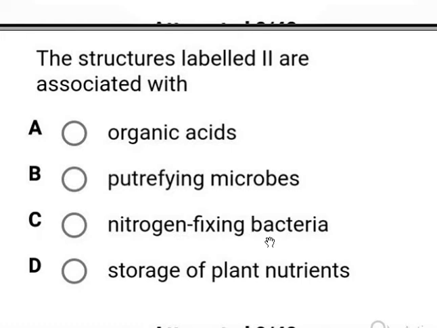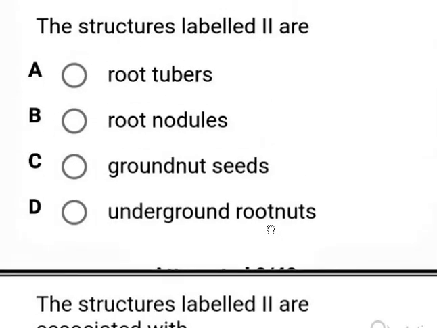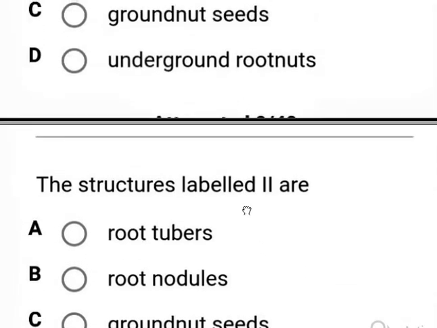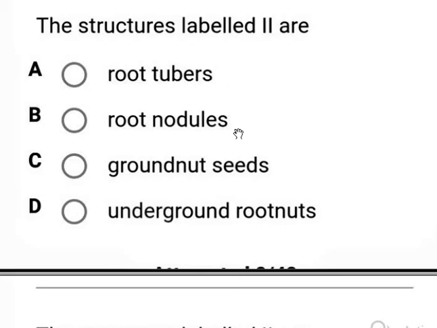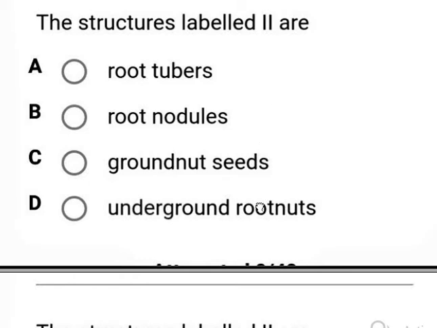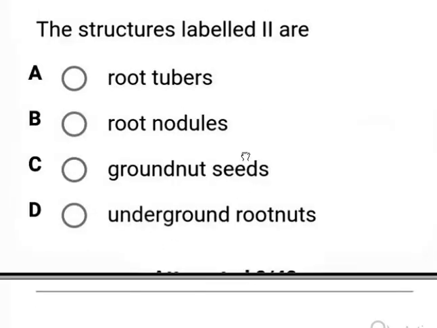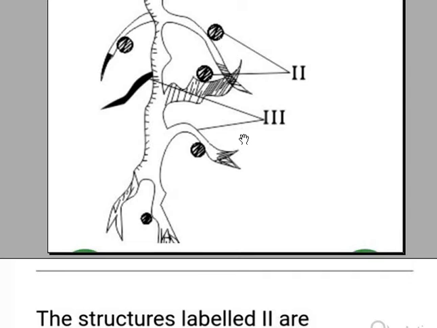Why? Because the structure labeled Roman 2 is associated with nitrogen fixing bacteria. These bacteria reside in the structure labeled Roman 2. Let me show you from the diagram. You have to study the diagram first before you answer all these questions. Okay, so this is the diagram.